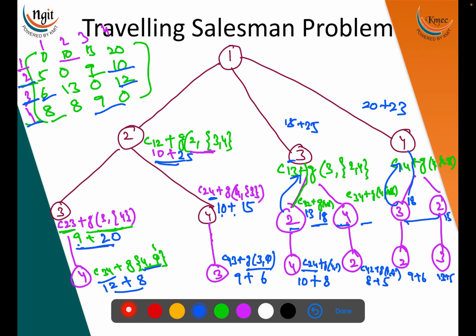So 10 plus 25, 15 plus 25, 20 plus 23. Which is the shorter distance or minimum cost? 35 is the minimum cost. So which path has he taken? He has taken this path to travel. So this is the minimum cost he has got from the cost matrix and cost matrix formula. So that's it. It is about the traveling salesman problem.